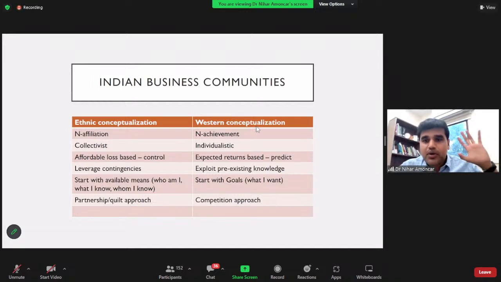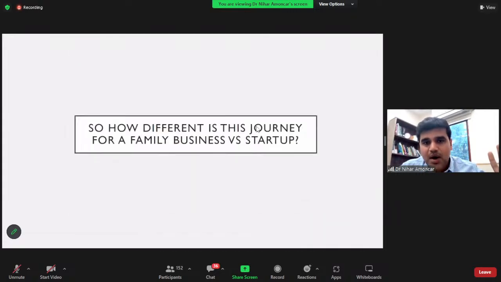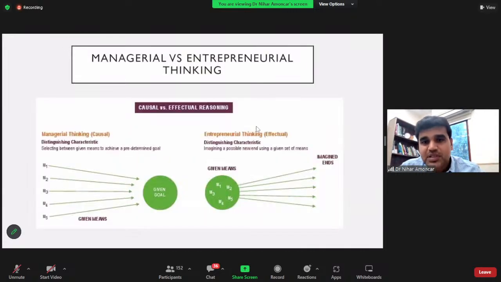So we've talked about startups. We've talked about family businesses. Now let's talk about what happens in the corporate environment. The main thing that we understand is that there is a managerial way of thinking and an entrepreneurial way of thinking. And this is what my research was based on.